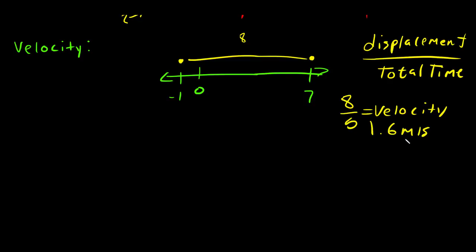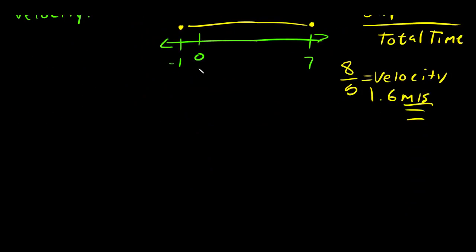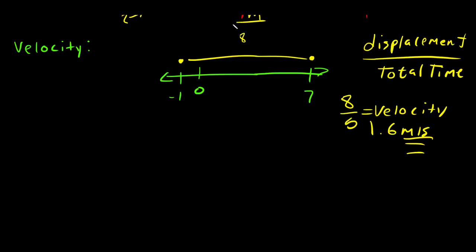When you're doing velocity, you're always in meters per second. That's another thing I forgot for position. This is always meters. It goes back to the SI units. Velocity and speed are always in meters per second. Position is always meters, and acceleration is always meters per second squared. But we'll get to that later. So your velocity is essentially the rate of change in your position.